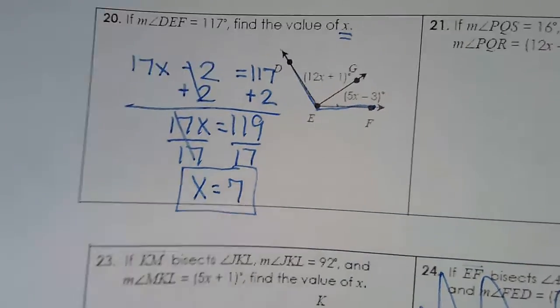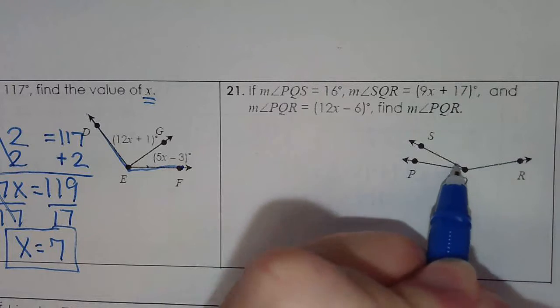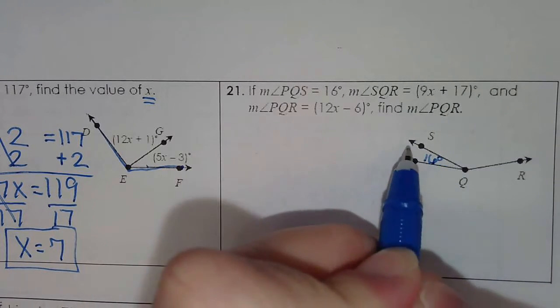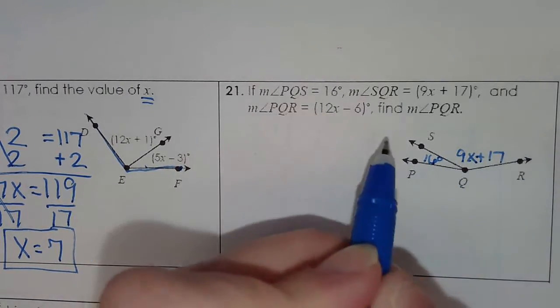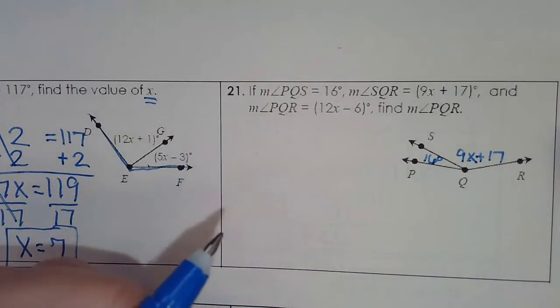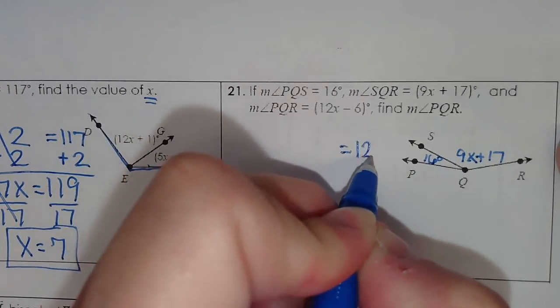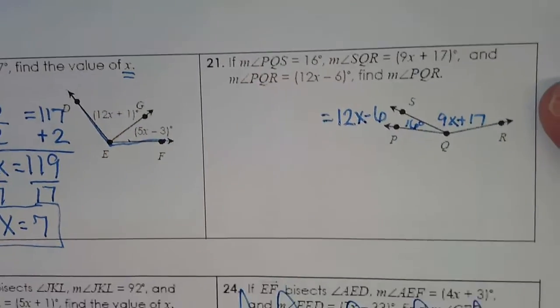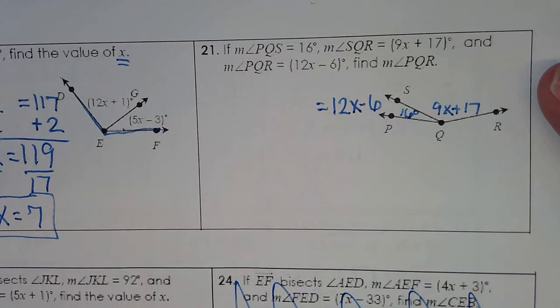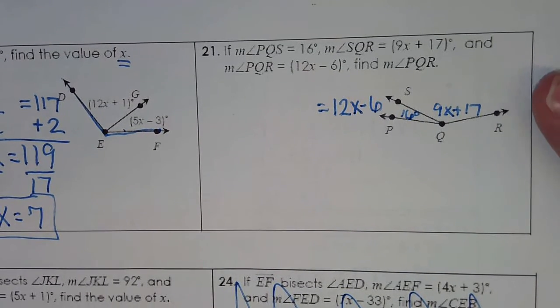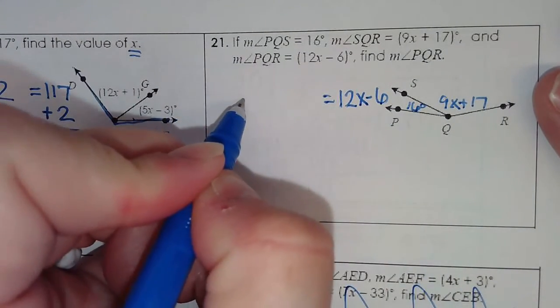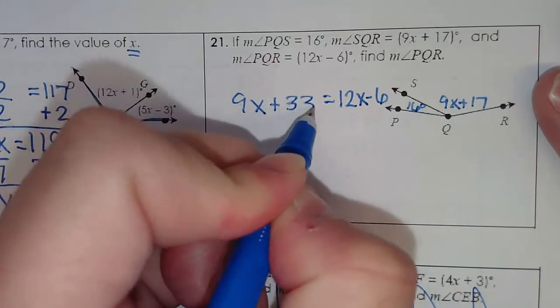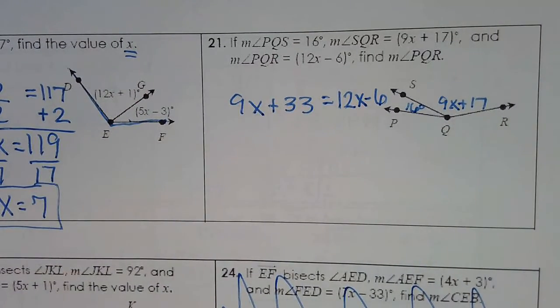21, nothing's labeled here, but we have PQS, this is 16. SQR is 9x plus 17. And then PQR, which is the largest angle, is 12x minus 6. So you're actually going to set up your equation equal to 12x minus 6 because that's the largest angle. It's the angle that's opened up the most. Then you add the other two together, 9x plus 33, and set that equal to, again, the largest angle. It's kind of like that segment addition problem.